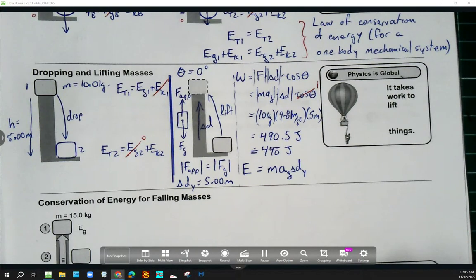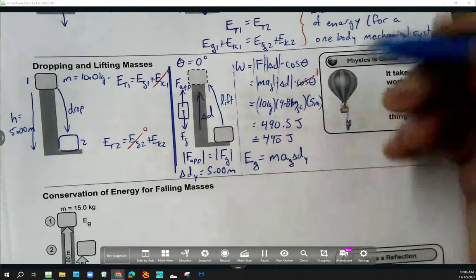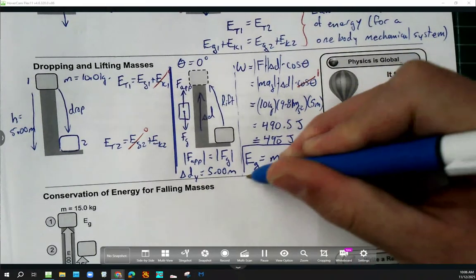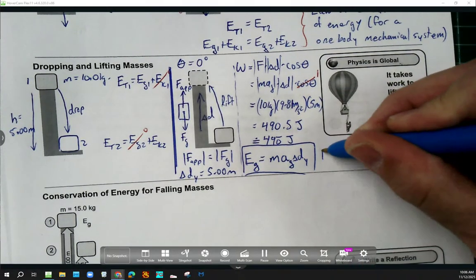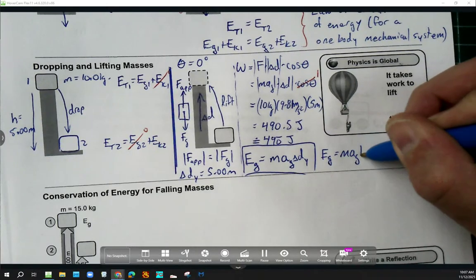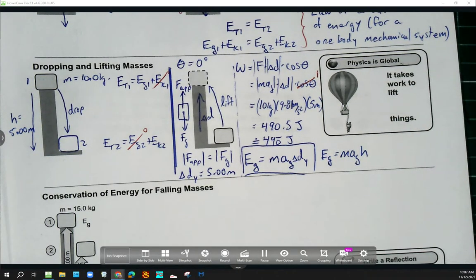And I'm just going to let you in on this. This is literally the definition of gravitational potential energy. This is the gravitational potential energy formula. Every time I lift something, it's going to end up being this. You know, sometimes people will write it like this. They'll say Eg is equal to mass times acceleration due to gravity times height. Because the height that you lift it to is delta dy, right? So they'll write it one of those two ways.